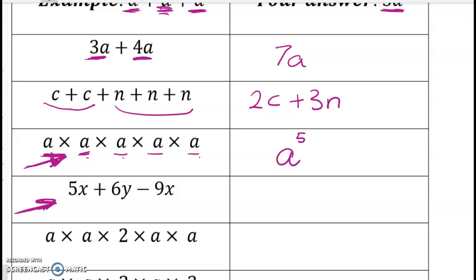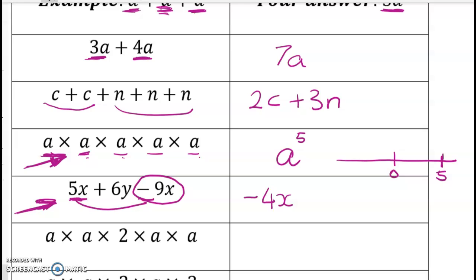The thing to watch in here is that we've got 5x, but we've got take away 9x, right? So 5x take away 9x is going to give me negative 4x. And if you're having trouble seeing that, just draw yourself a wee number line. So here's 0, here's the 5x, and we want to take away 9. So we're going back 5 and then back 4 more. And that gets me back to negative 4x. And then I've got 6y. They can't be combined, so I can write that simply as negative 4x plus 6y.